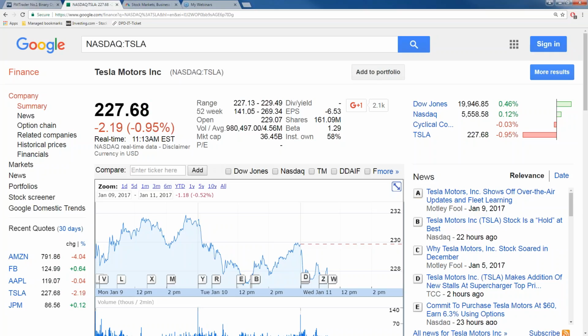So Tesla's market cap is around $36.5 billion, all right? Now look at this. How many shares do they have out there? 161 million. It's not a lot. The EPS is negative. They're losing money. According to the last 4 quarters, they're losing $6.5 per share. So we don't have a PE ratio because they're losing money. So we don't know how long it's going to take them to make 36 billion.